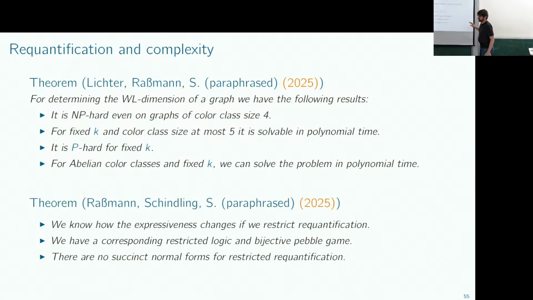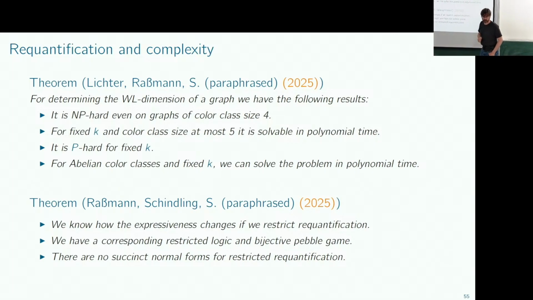Then we have some results on complexity and requantification, but I think I'm running out of time. Anyway, okay, I will just mention them then. If you want to know what the WL dimension of a graph is, we have analyzed the complexity. How difficult is it to decide what the WL dimension is? It's NP hard even on graphs of color class size 4 to decide whether the WL dimension is a certain number. For fixed k and bounded color class size at most 5, you can solve it in polynomial time. And it's P hard for fixed k, and for certain very special cases, abelian color classes, we can solve the problem. But in principle, we don't really know yet what the complexity of computing the WL dimension is.